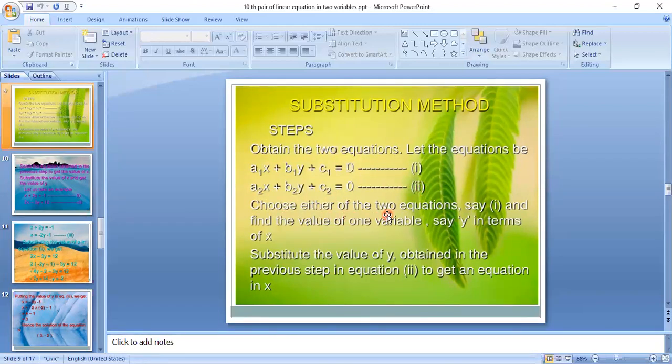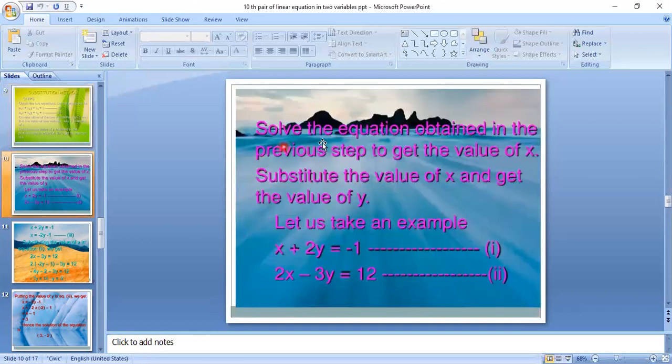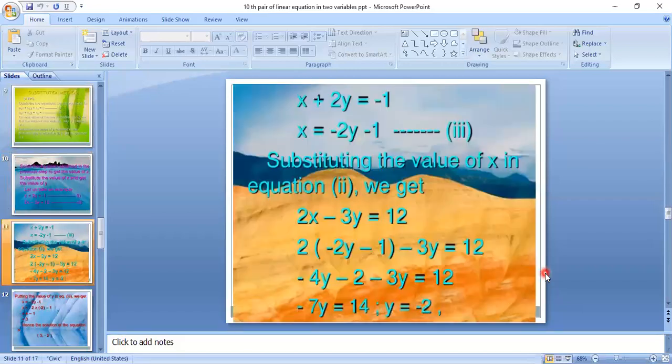Choose either of the two equations, say 1, and find the value of one variable, say y in terms of x. Substitute the value of y obtained in the previous step in equation 2 to get an equation in x. Solve the equation obtained in the previous step to get the value of x. Substitute the value of x and get the value of y. Let us take an example. x plus 2y is equal to minus 1, equation number 1. 2x minus 3y is equal to 12, equation number 2.